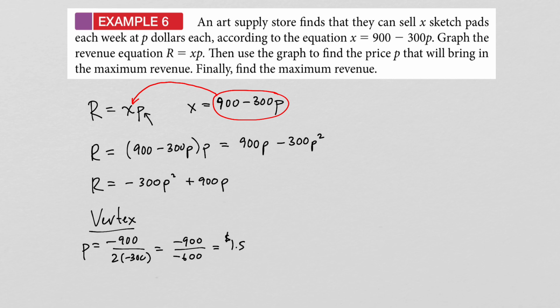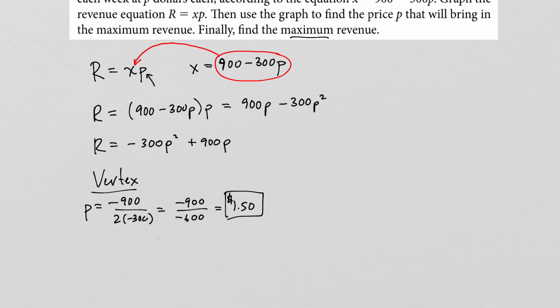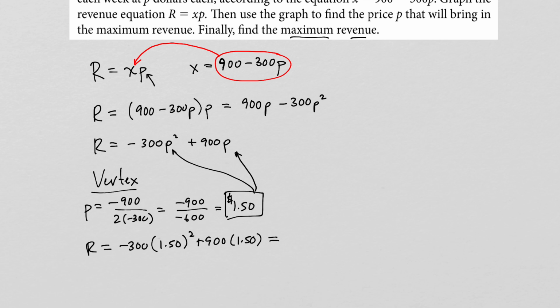Now keep in mind that P is the price, right? So it's $1.50. If you want to maximize your revenue, you need to charge $1.50. Now, what will be that maximum revenue? Well, for that, we're just going to take this value of P and plug it in. So the revenue will be negative 300 times 1.50 squared plus 900 times 1.50. And if you do the math on that, you get $675.